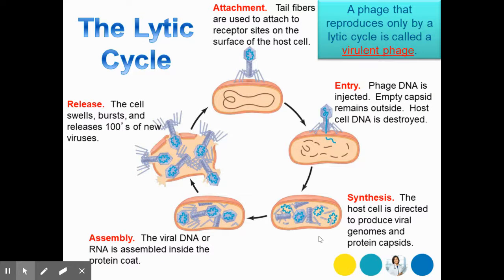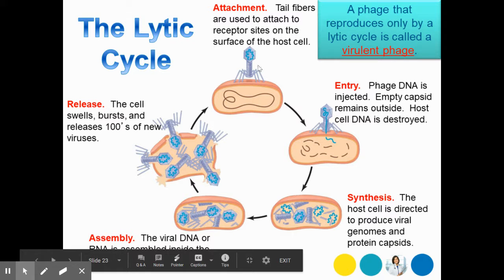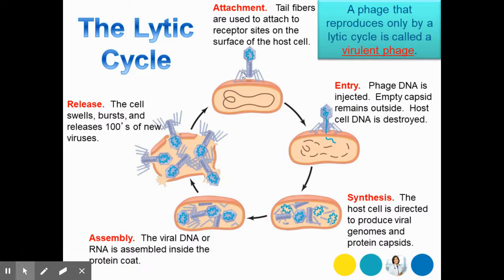So let's look at how this diagram goes. This is a copy of the lytic cycle. Number 1, attachment. Tail fibers are used to attach to receptor sites on the surface of the host cell. So here we have a bacteriophage on top. It's got its blue DNA or RNA, and then it's got its tail fibers that attach to the bacterial cell via the bacterial cell's receptors.